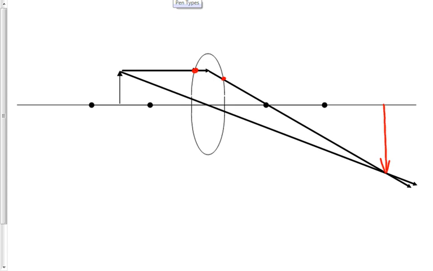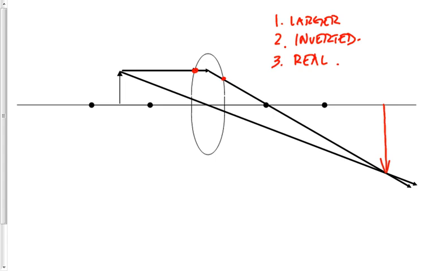What do we see this time? We see an image that is clearly larger. It is inverted. And it is real or virtual? Solid lines are intersecting, so this one's going to be real. We got a real image. Where have you seen this every day? Where are you seeing this right now?